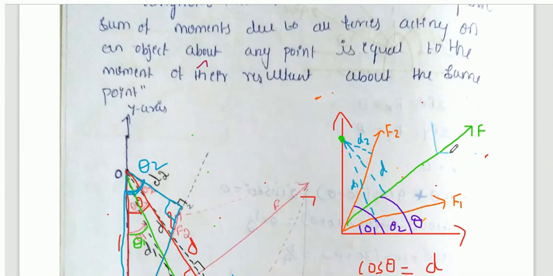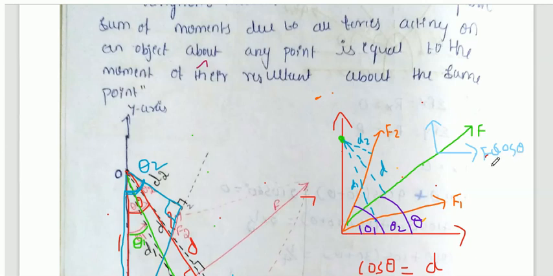Just tell me the horizontal component of force F. Horizontal component of F is what? F cos theta, correct. F cos theta is the horizontal component. Similarly, you can consider both the figures. Just for your clarity, I am writing here. So the horizontal component of F is F cos theta.